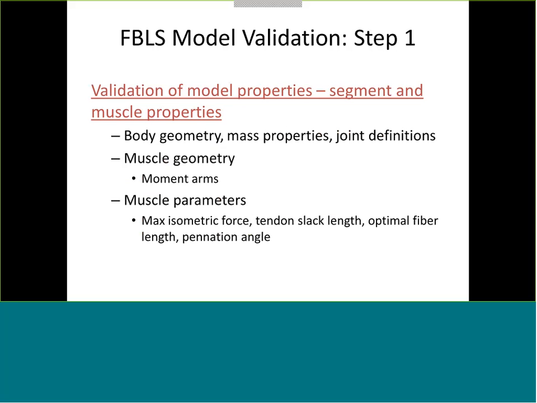Muscle geometry, which includes the muscle attachment points as well as the muscle moment arms, and then the individual muscle parameters, such as the maximum isometric force property, the tendon slack length property, optimal fiber length, and pennation angle. So when you're validating these, you want to make sure that they all compare pretty well and fall within the variability or the range of experimentally measured values.